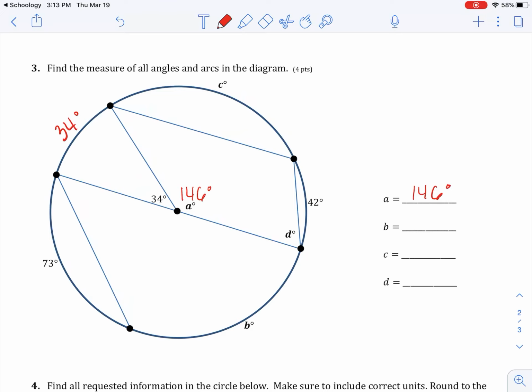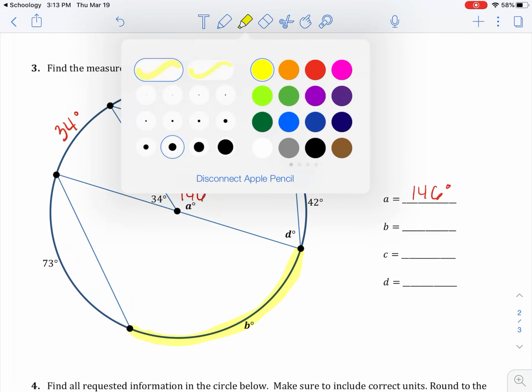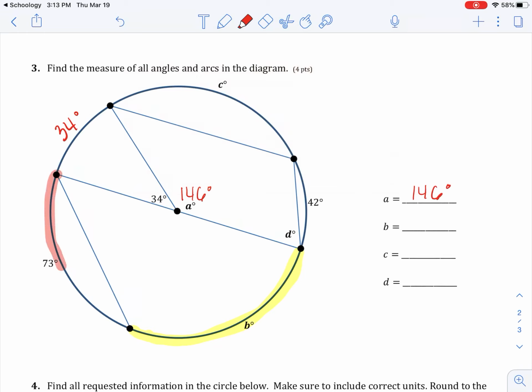Okay, now I'm going to get B because it's coming next in the alphabet. I might as well do it. So this is arc B right here. What you should notice is that this right here is a semicircle, and I already know part of it is 73. So if I do 180 minus 73, I get 107. So now I know arc B is 107 degrees.